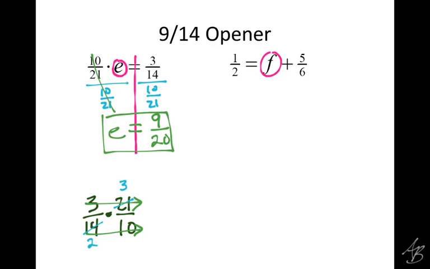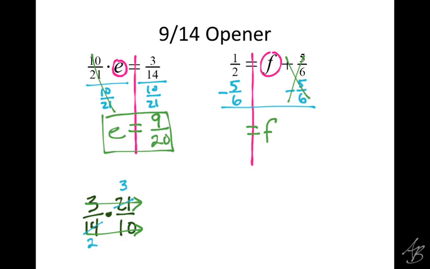Trying to get the F by itself here, so we need to get rid of what? The 5 over 6. And how are we going to do that? Subtract 5 over 6. All right, so we'll do that on both sides. On the right side, those will cancel. Leaves F by itself. How about the left side? What are we going to need to do?